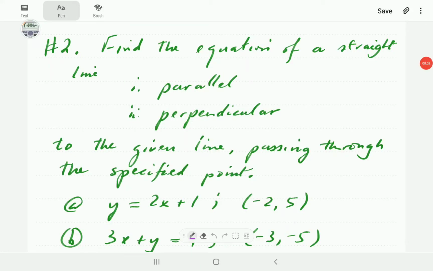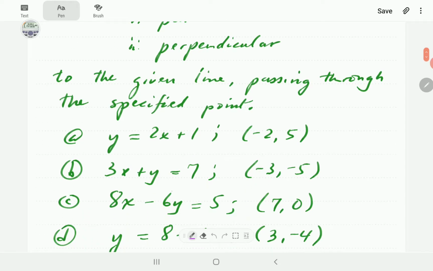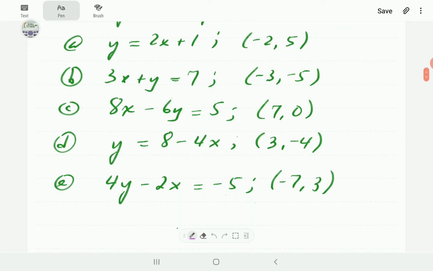All right, in this video we look at more examples on parallel, perpendicular and oblique straight lines. In this example we're going to find the equation of a straight line parallel to the given line passing through the specified point in part 1. In part 2 we're going to be looking for a line perpendicular to the given line going through that specified point. So let's see how A works out.